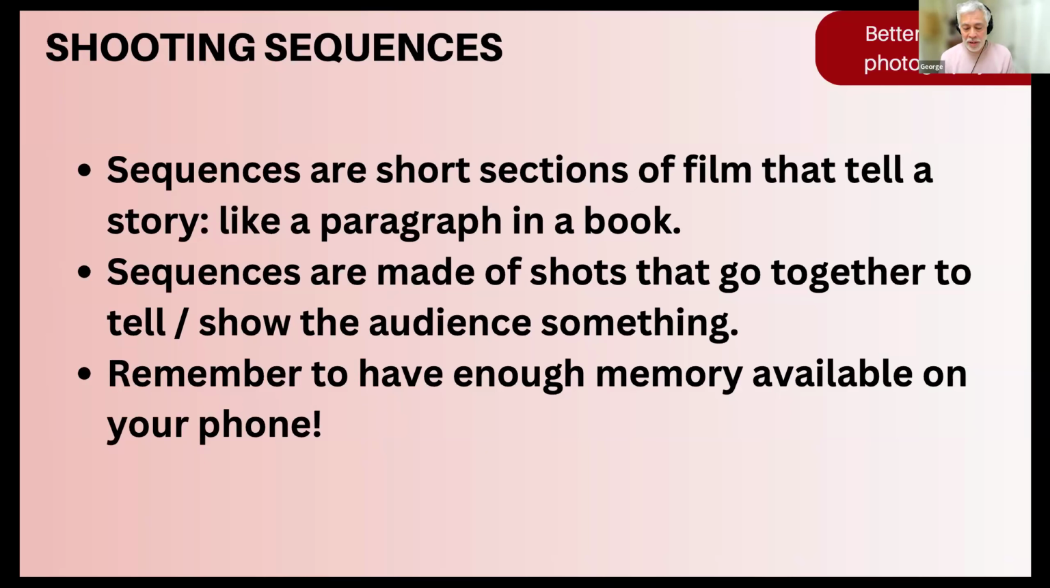So the scene in the script would be person A goes to split up with person B. The sequence would be a fragment of that, and it might be person B makes person A a cup of tea, because clearly they've got something serious to talk about. So they're going to sit down and talk about something. They're going to make a cup of tea for that person. That's what a sequence is. It's a small section where something happens. And it's made up of shots that go together to tell the audience something.